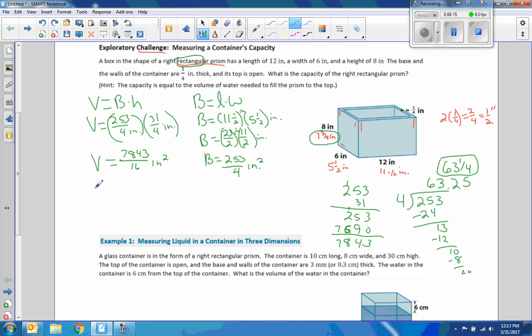Okay, so I'm not going to show this, but 16 will go into 7,843 490 times, and it will have a remainder of 3. So it'll be 490 and 3/16 square inches. And that, my friends, is the volume of this rectangular prism.